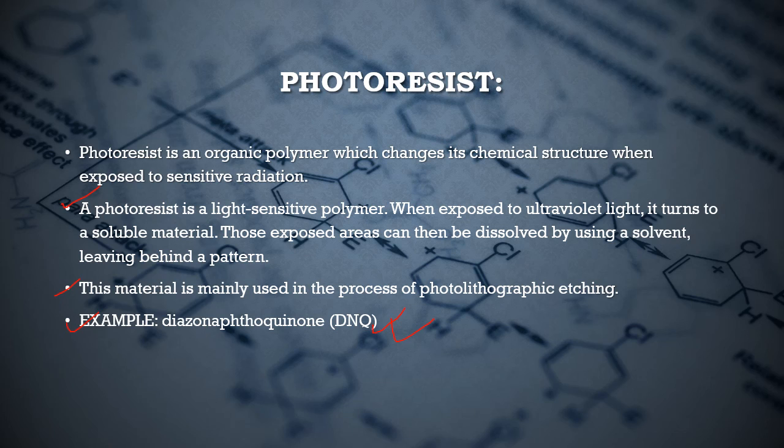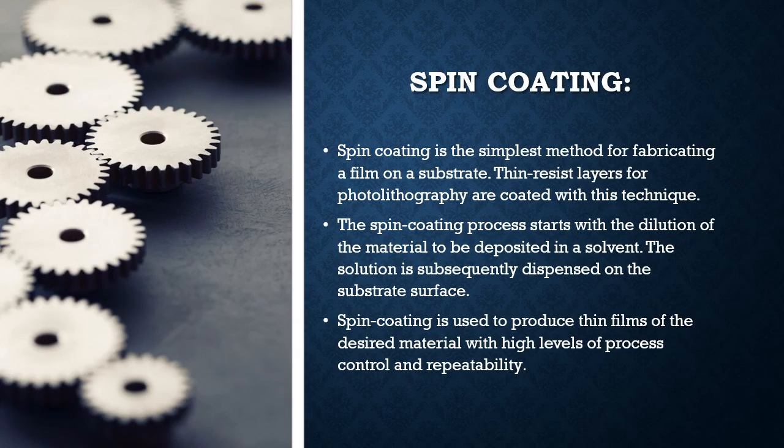And let's move to our next slide for discussing other processes as well. So let's discuss what the spin coating process is. Spin coating is the simplest method for fabricating a film on a substrate. Thin resist layers for photolithography are coated with this technique. The spin coating process starts with the dilution of the material to be deposited in a solvent. The solution is subsequently dispensed on the substrate surface. Spin coating is used to produce thin films of the desired material with high levels of process control and repeatability.